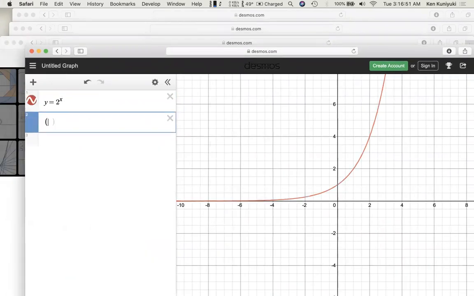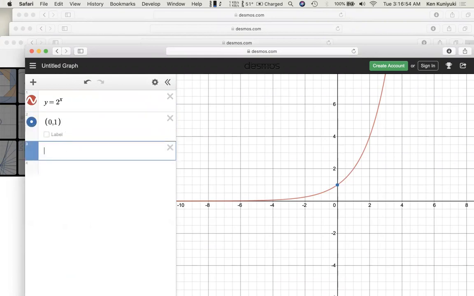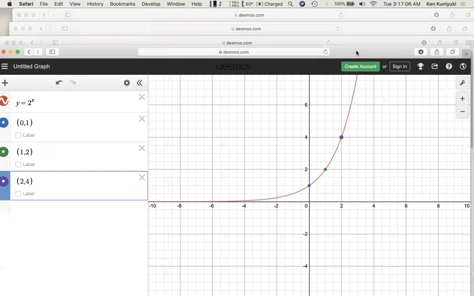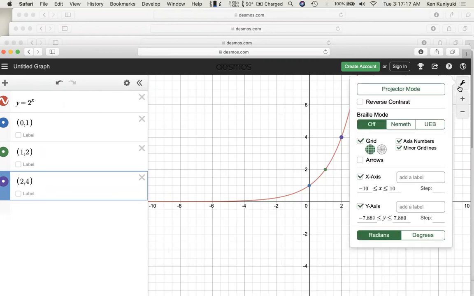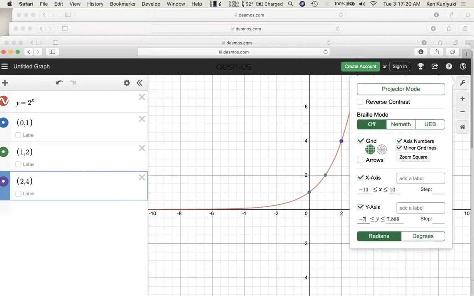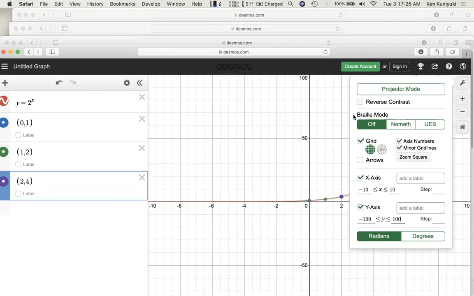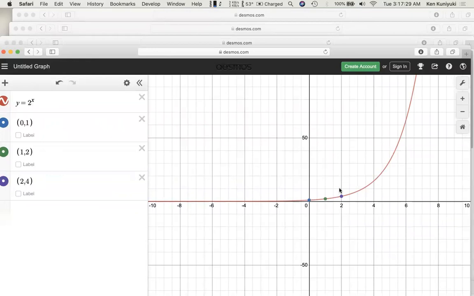I'll plot those points. 2 to the 0 is 1, 2 to the first is 2, 2 to the second is 4. Remember, y equals 2 to the x, and these are points on the J curve. Now, you can use the wrench here to change the scales on these axes. Right now, the scaling is equal on the two axes. Visually, you can make this look very different if you use different scales. Like, for example, what if we went from negative 100 to positive 100 on the y-axis? Then it would look a fair bit different. So the scaling does matter.